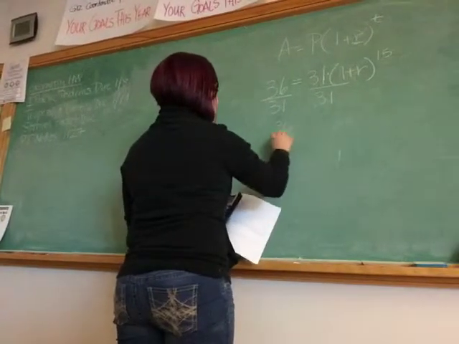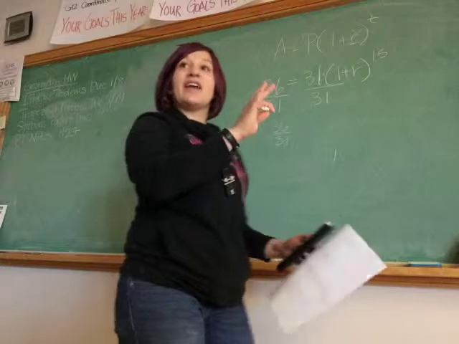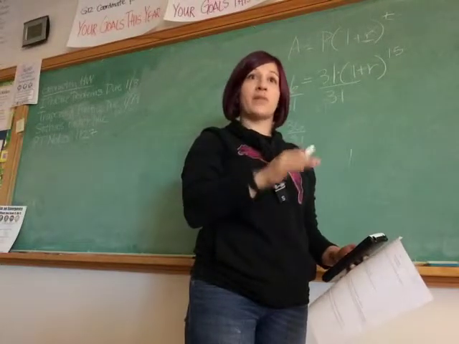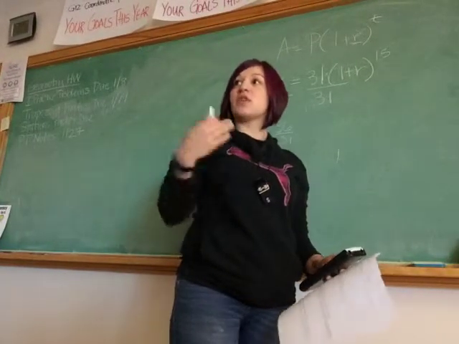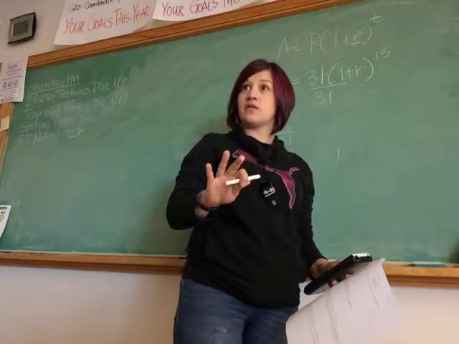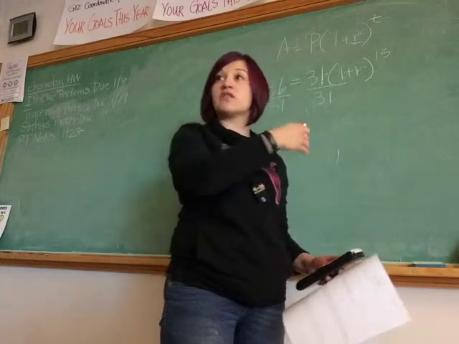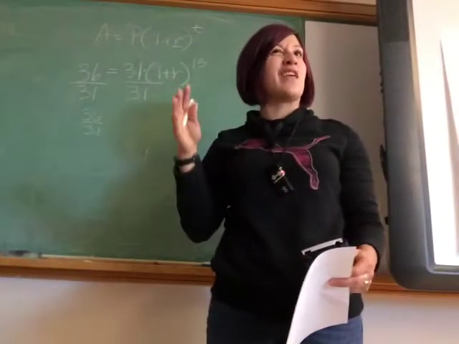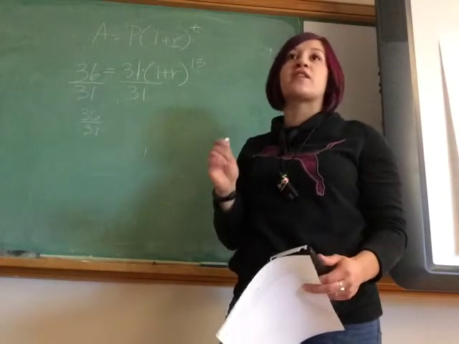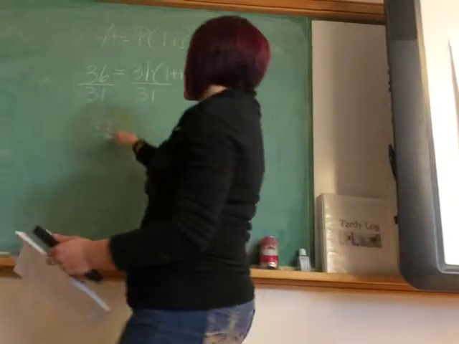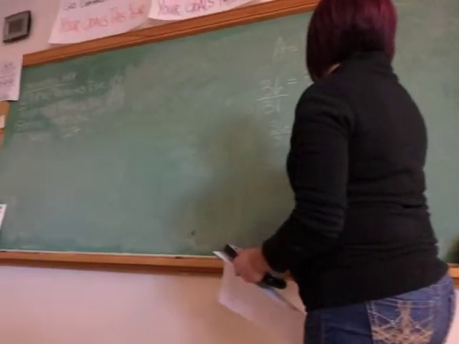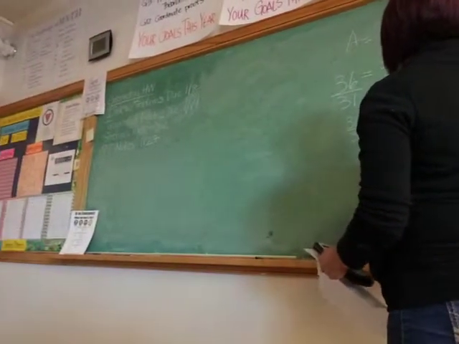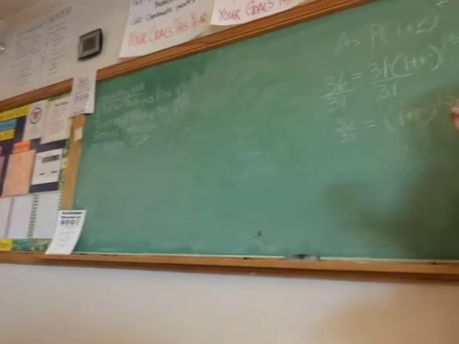I'm going to leave it as a fraction right now just to make sure I don't mess it up. I'm going to wait to put it into a decimal until the very end. Does that make sense? The reason why we use fractions is because they're more precise. Decimals, if we round them, can give us things that are a little bit off. So I'm going to leave it as a fraction for as long as I can. So 36 over 31 is equal to 1 plus r to the 15 power.